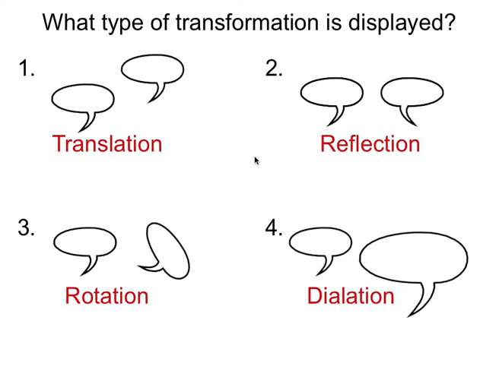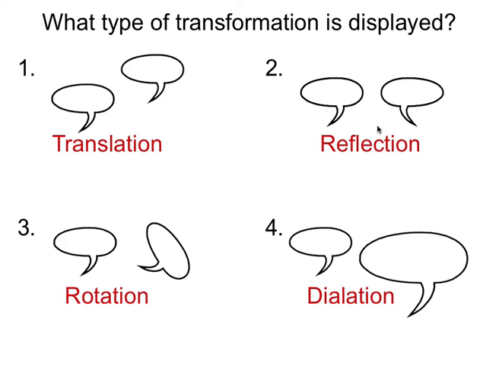The first one's a translation. Remember, a translation is just a slide over of a figure. So I have this object being slid to the right, or you could think of it as this object being slid down and to the left. That's how you can tell what it is. It's the same size, shape, orientation, it's just in a different position.